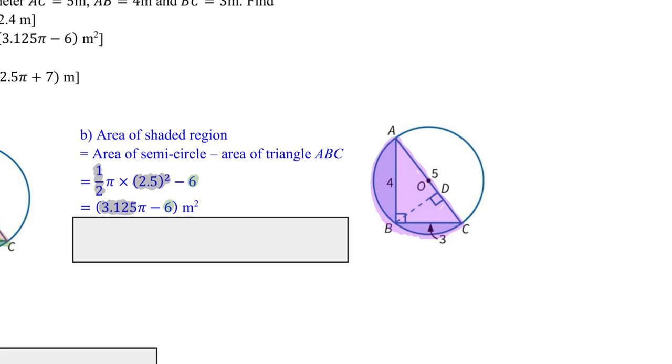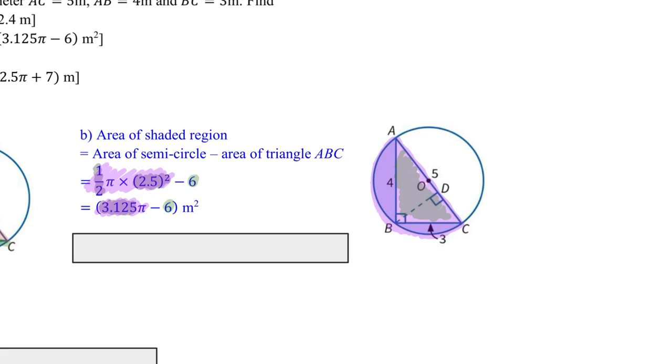Again, this is my green color area. And this is my purple area. So purple semicircle minus away my green triangle. And leave everything in terms of pi. And that is the answer.